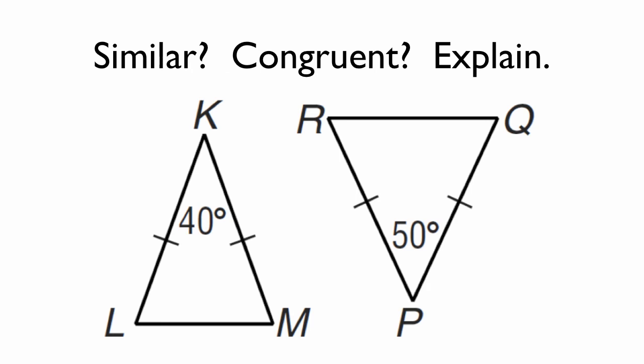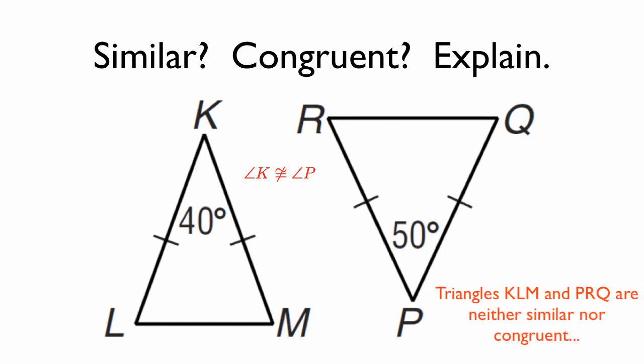So are these two triangles congruent? Are they similar? Well, we know that angle K is not congruent to angle P. And since these are both isosceles triangles, we would need for those angles to be congruent in order for anything else to be true. And so therefore they are neither congruent nor similar.